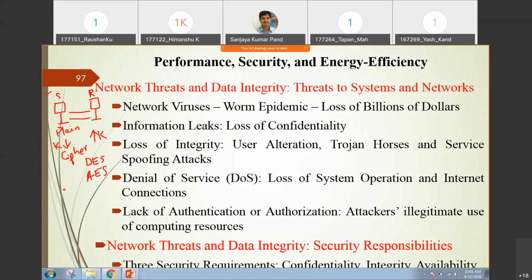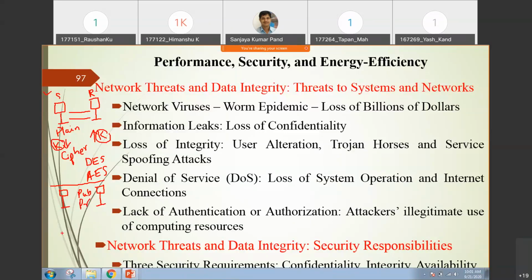Coming to asymmetric cryptography, what happens? The sender and receiver do not use a single key. In the previous case, the same key is used by the sender as well as the receiver. But in asymmetric cryptography, there are two keys. One is the public key, and the other is called the private key.